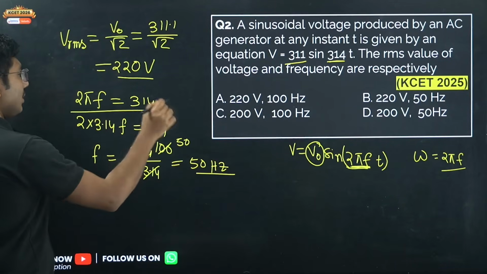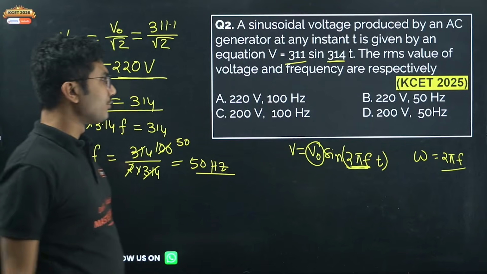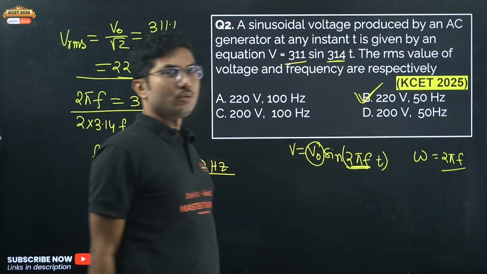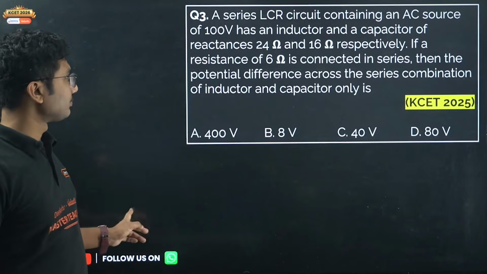So VRMS is 220 volt and frequency is 50 hertz. So the correct answer is 220 volt, 50 hertz.